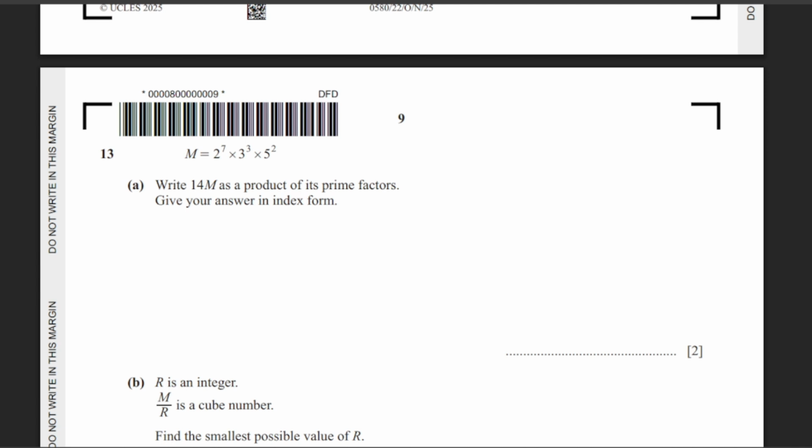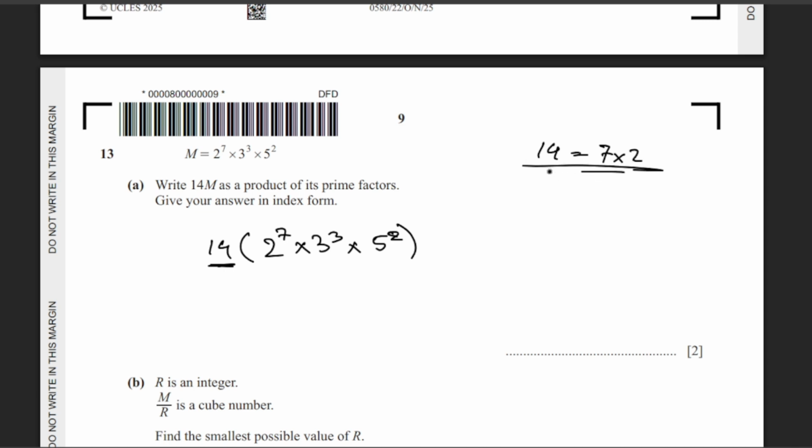All right. Question number 13 says write down 14m as a product of its prime factors. One thing we can do, which is super simple, is instead of taking 14 and multiplying the entire thing, which would be very time consuming, and finding the prime factors of that, find the prime factors of 14. What are the prime factors of 14? 7 and 2. And I'm pretty sure that is it. These are the only prime factors, right?